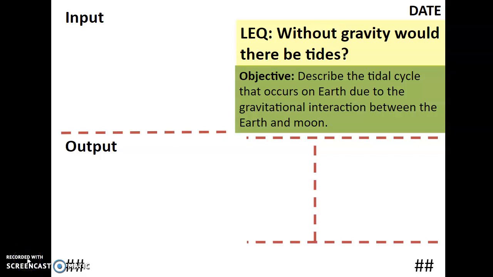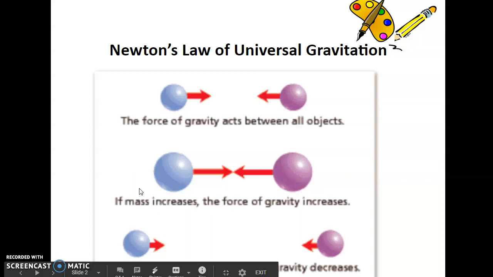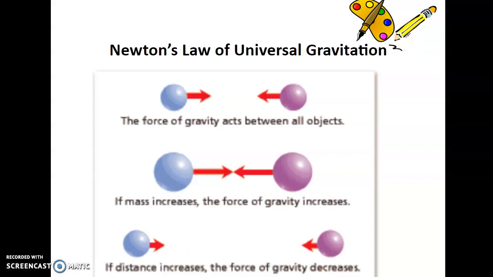The objective of today's lesson is to describe the tidal cycle that occurs on Earth due to the gravitational interaction between the Earth and Moon. This diagram is at the top of your guided notes. It describes Newton's law of universal gravitation.